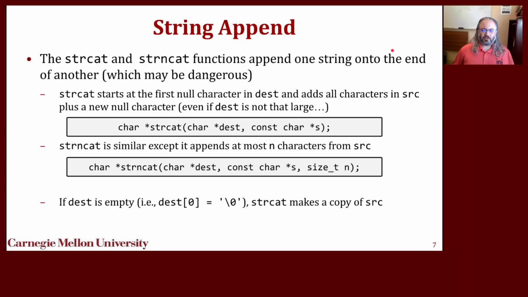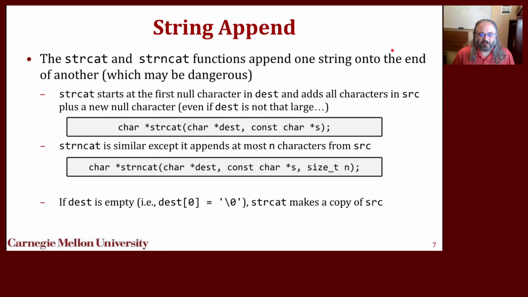We can also do more active operations in the string library. We can do things like append one string onto the end of another. There are two functions built into the string.h library that perform string concatenation or string appending. The first one takes two character arrays as arguments. The first is the destination array, and the second is the source array.